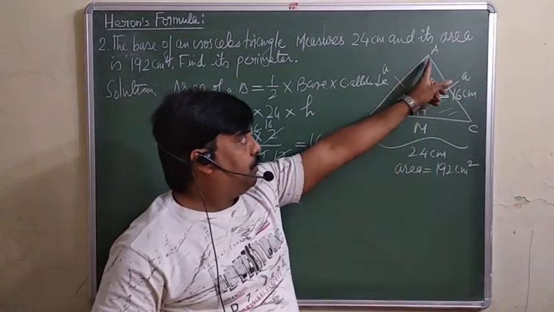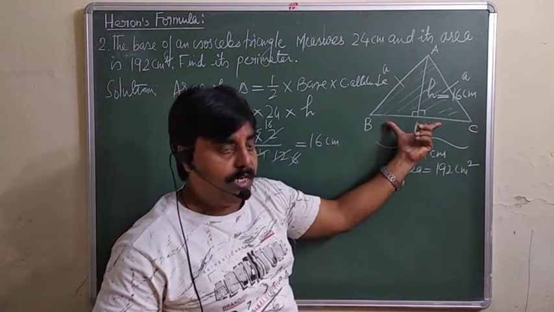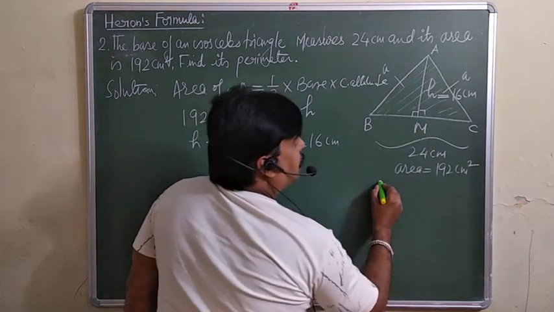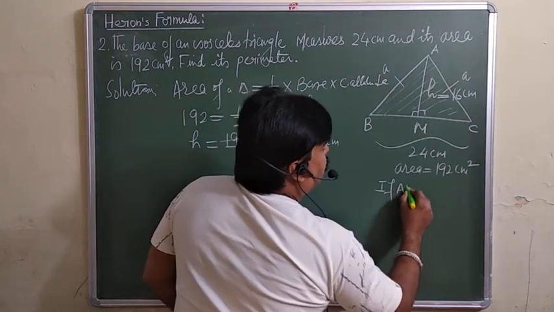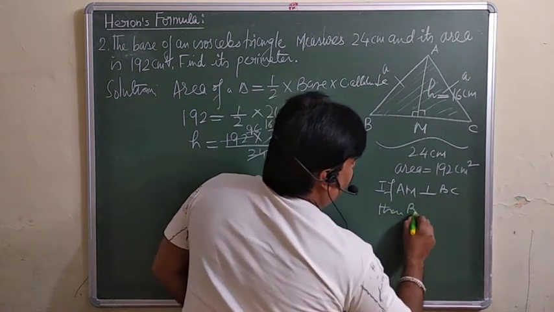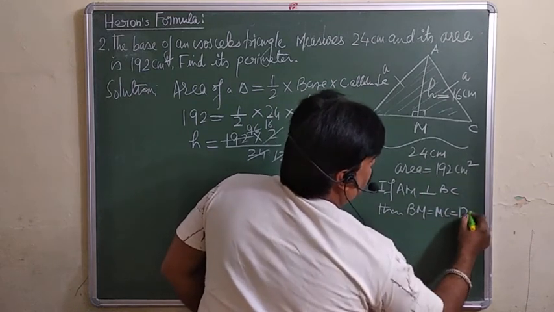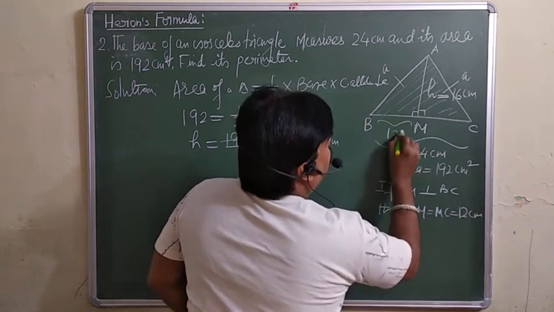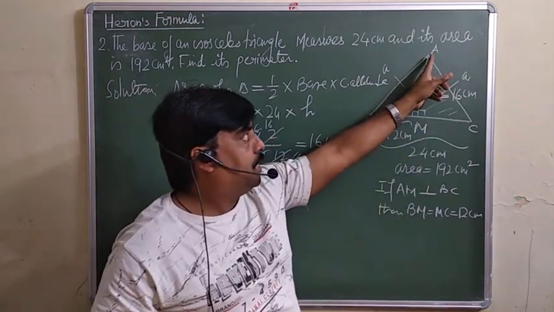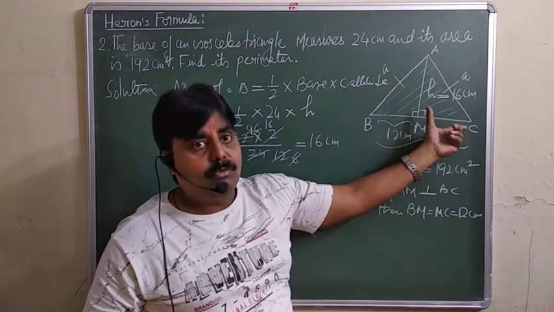And one more point: if we draw the perpendicular in any isosceles triangle from the vertex to the opposite side, then this perpendicular always divides it into two equal parts. It means if AM is perpendicular on BC, then BM will be equal to MC, which is half of this, that is 12 centimeter. So this will be your 12 centimeter. If in any isosceles triangle we draw a perpendicular from the opposite vertex to the base, that perpendicular always divides it into two equal parts.